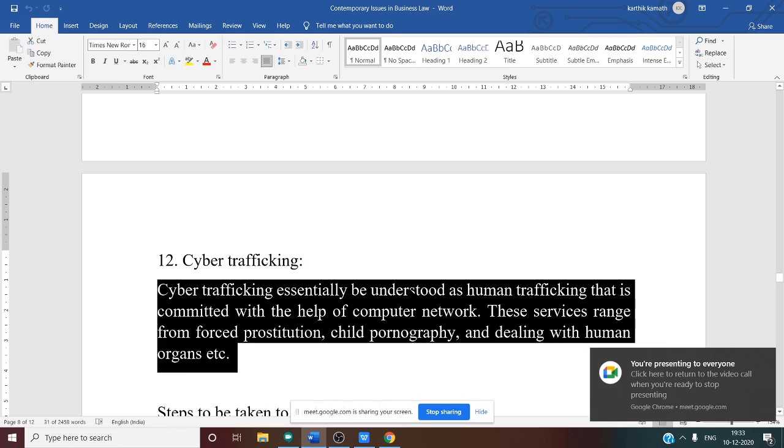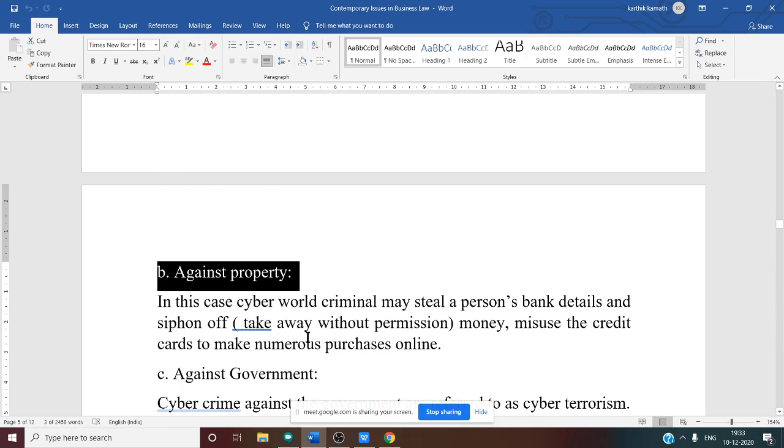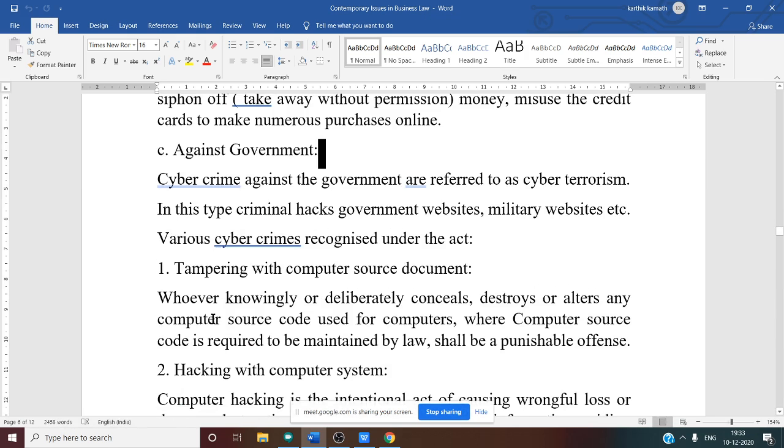Types of cyber crime. The main three types we have discussed are against individual, against property, and against government. But for the various types of cyber crime, if they ask in the examination, you have to write these 12 points. In addition to that, if there are any other points, you can add. And this chapter is very simple in nature and very few topics are involved.